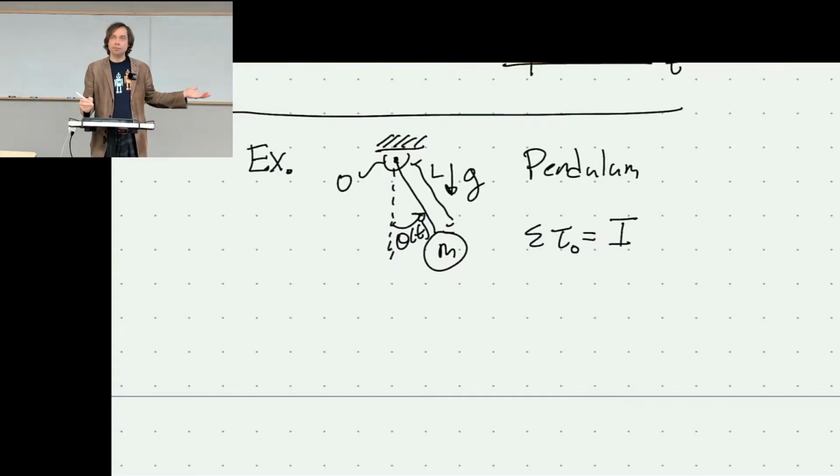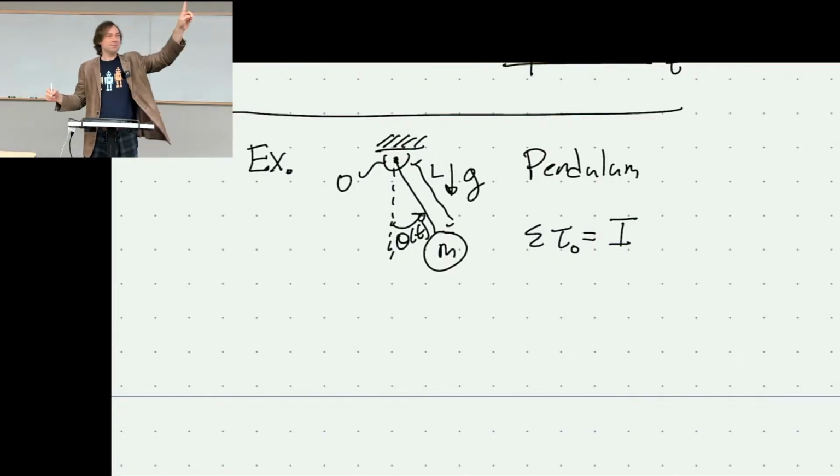Sometimes you'll call that alpha. But using our fancy new notation, how would you write the second derivative of theta with respect to time? Theta double dot for the acceleration. Theta is the position. Theta dot is the velocity. Theta double dot is the acceleration. Theta triple dot.